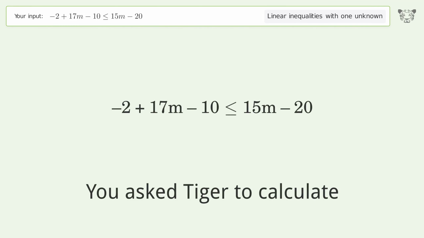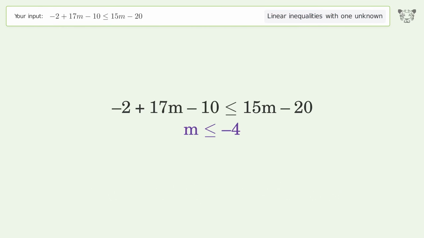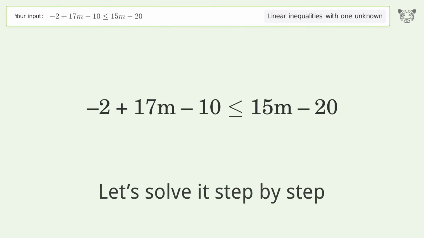You ask Tiger to calculate. This deals with linear inequalities with one unknown. The final result is m equal or smaller than -4. Let's solve it step by step.